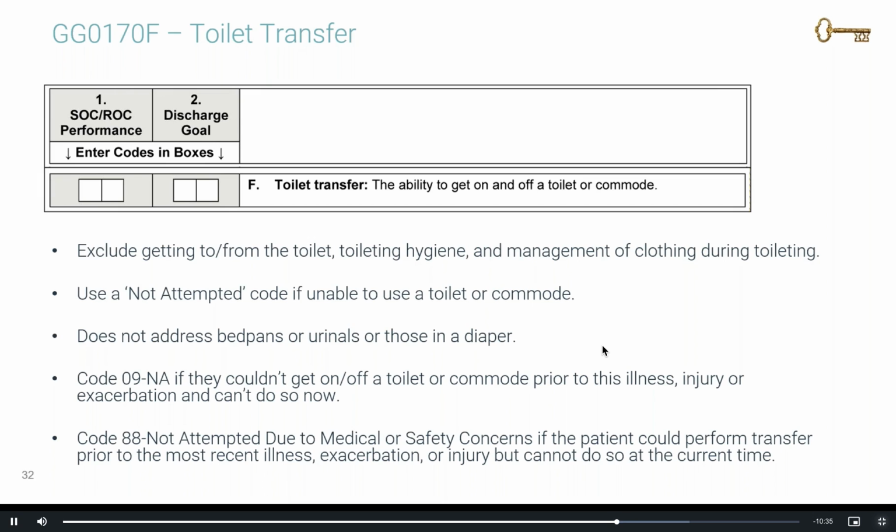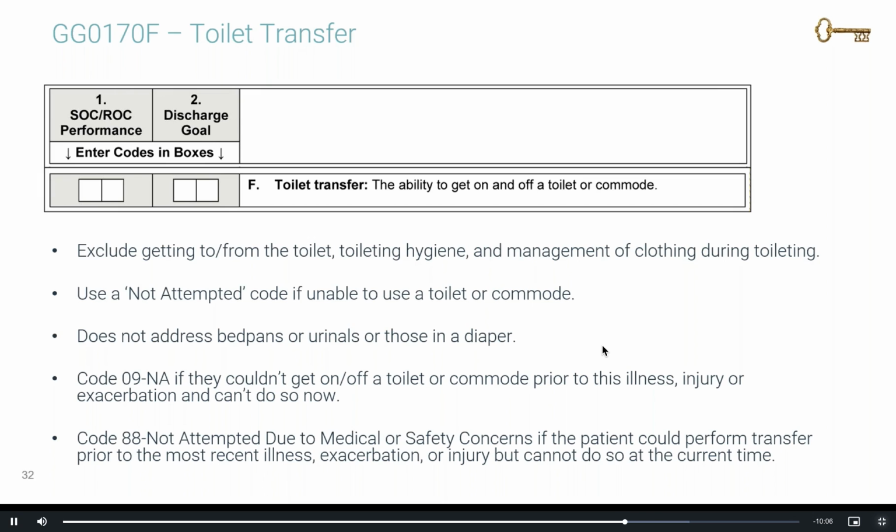But the thing is, if they're not using a toilet or a bedside commode, then we have to use a not attempted code here, because this does not look at whether they're using bedpans or urinals, or if maybe they're wearing a diaper or they're just incontinent with a pad underneath them. This is only looking at, can they get on and off of a toilet or a bedside commode? We don't have to think about whether they can get to and from a bathroom, anything like that. It's just that simple minor task here of getting on and off.